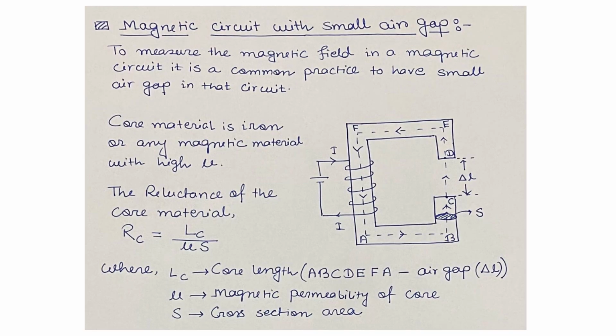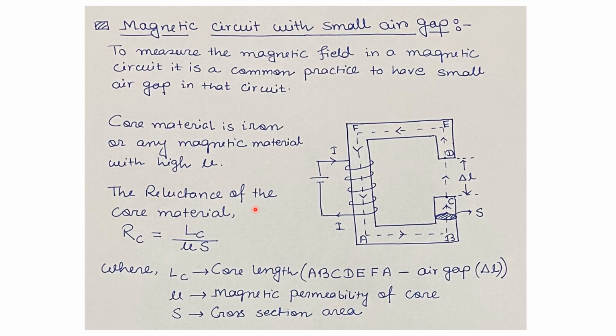Now we will see what happens if a small air gap is present in that magnetic circuit. To measure the magnetic field in a magnetic circuit, it is common practice to have a small air gap in that circuit. Let us consider this schematic now. In the schematic, there is an electromagnet and there is a small air gap in that magnetic circuit having length del L. The current passing through the electromagnet is I and the number of turns is capital N. The core material is iron or any magnetic material with high magnetic permeability mu.